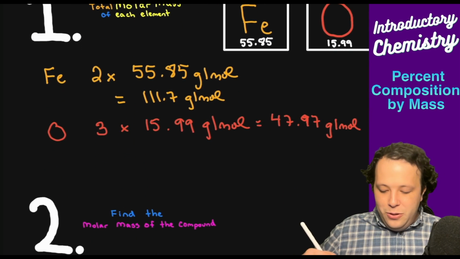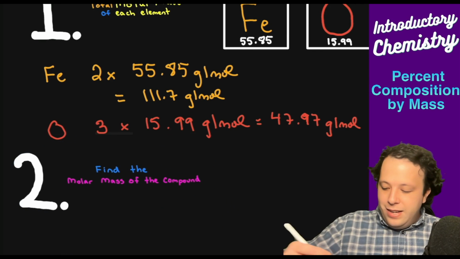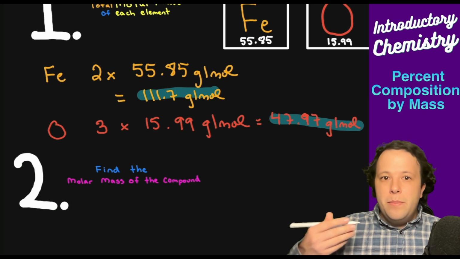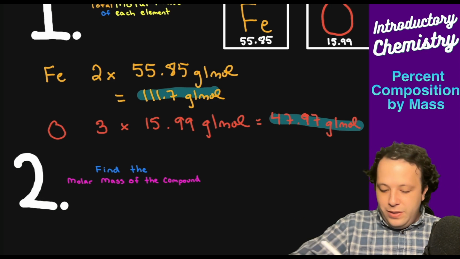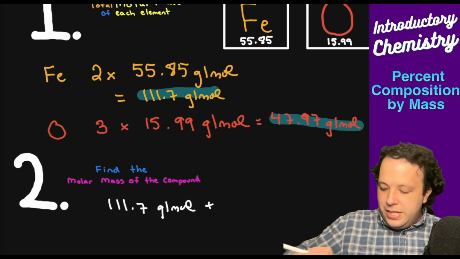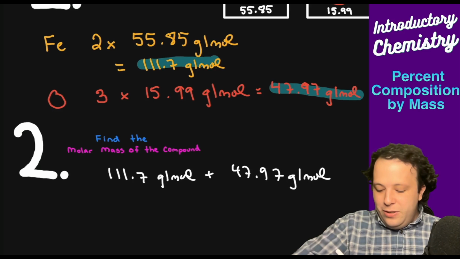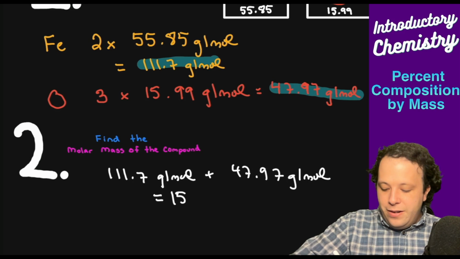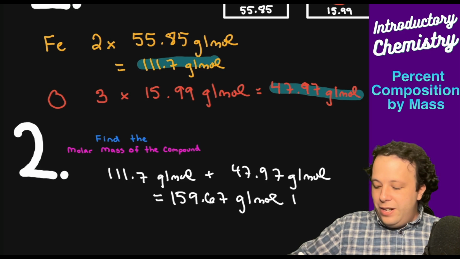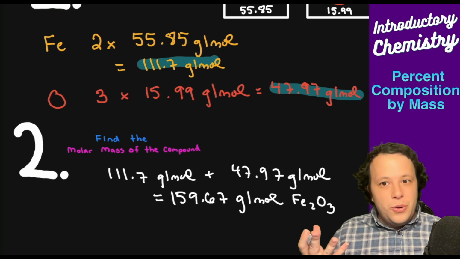Now, step 2, we have to find the molar mass of the whole compound, meaning we add up both of the values we just calculated. So we add 111.7 grams per mole plus 47.97 grams per mole. When we do that math, we end up getting 159.67 grams per mole of Fe2O3. So that is your total molar mass.